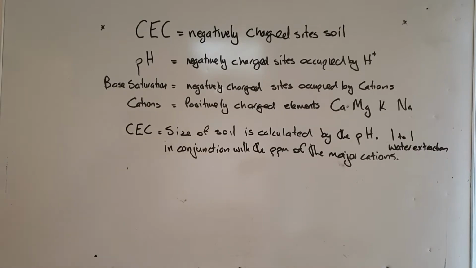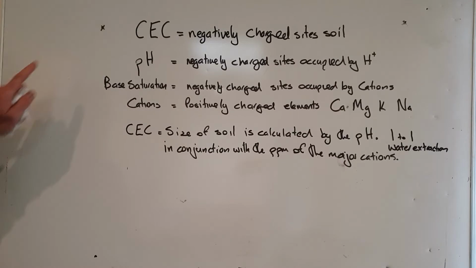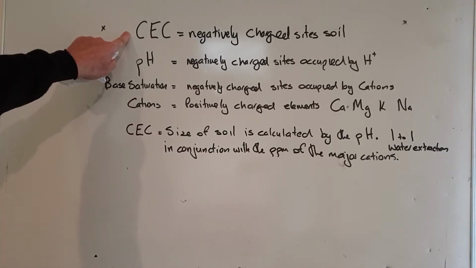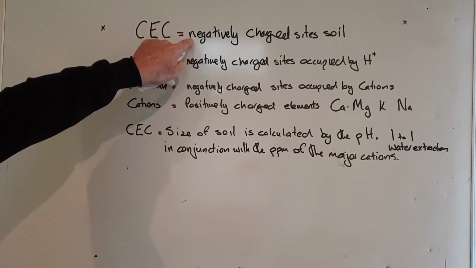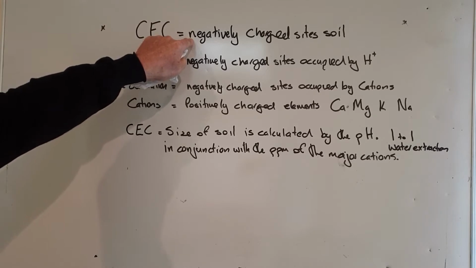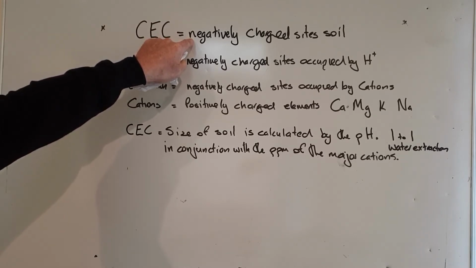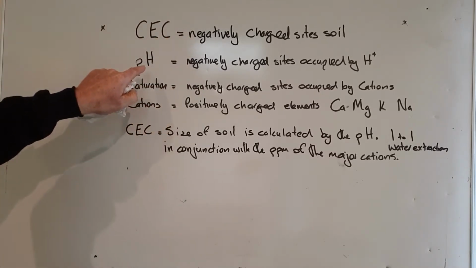Right, I'm just going to recap here because I want to make sure that we get this in order before we go on to looking at the base saturations and how we calculate them and look at the soil test. So we'll start again. Cation exchange capacity means the amount of negatively charged sites in the soil, the ability to hold cations.